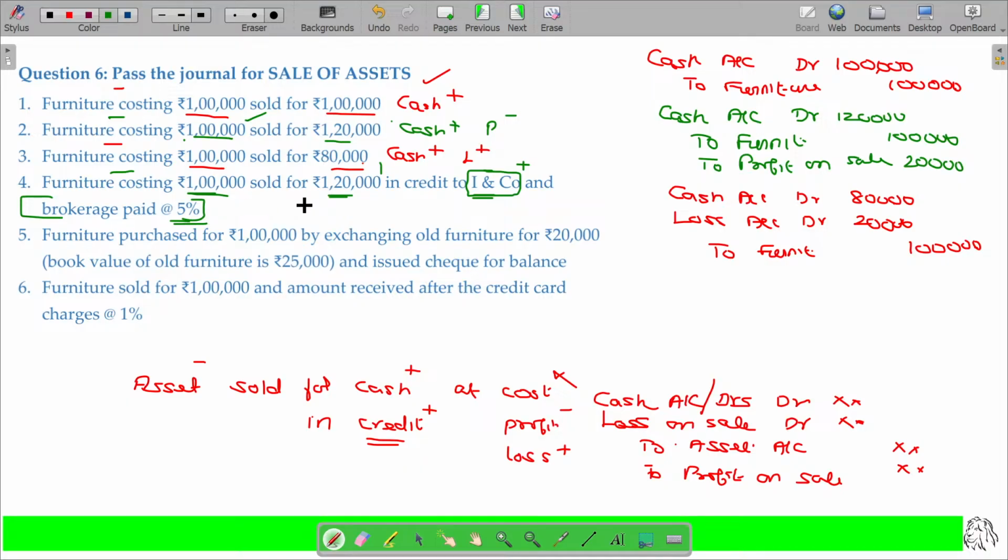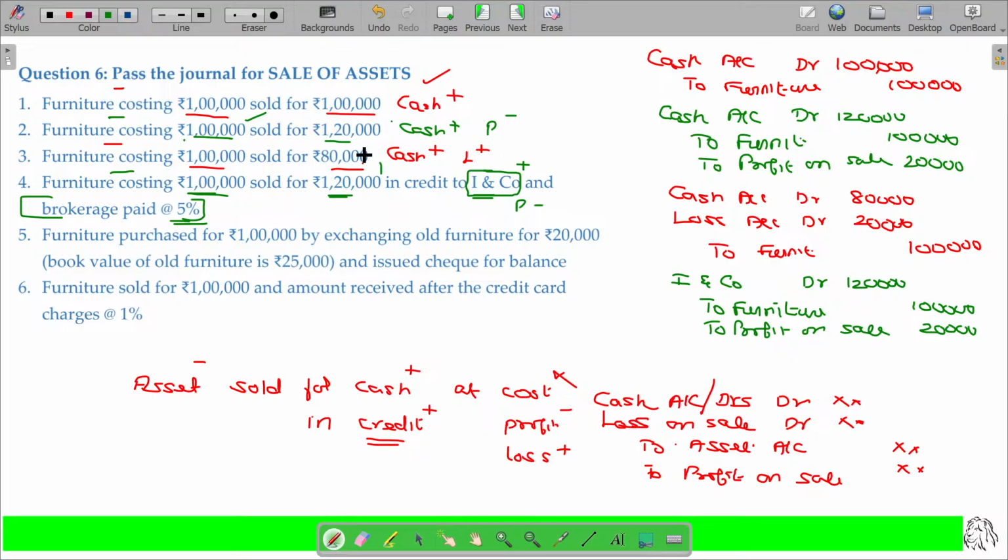Are we selling at book value or more than that? More than that, 20,000. Then profit is there. Profit is a minus item. This is the first set. We can handle the brokerage paid separately. Thereafter, I will explain how you can combine all these things. The entry being I and Co account debit. He is my debtor, value being 1 lakh 20. He has to pay me 1 lakh 20. And then to furniture, a minus item, this value being 1 lakh. And of course, I gain profit on sale to the extent of 20,000 rupees.